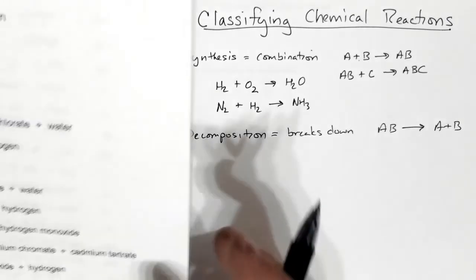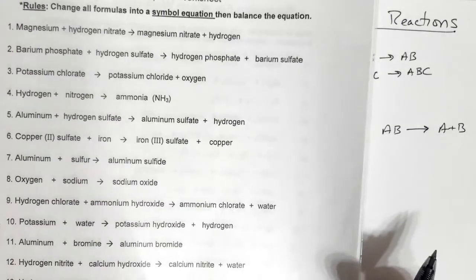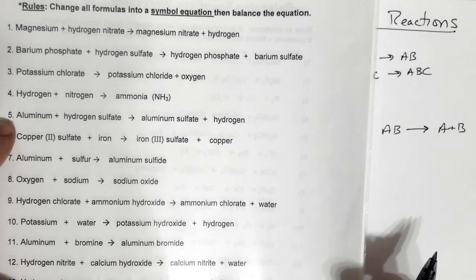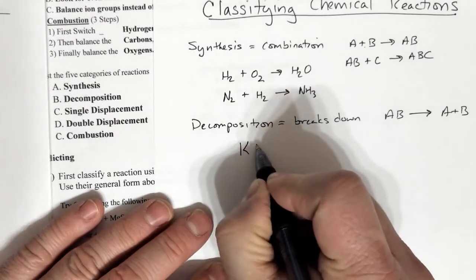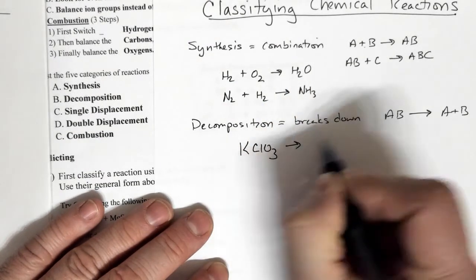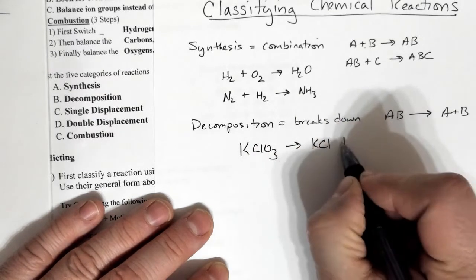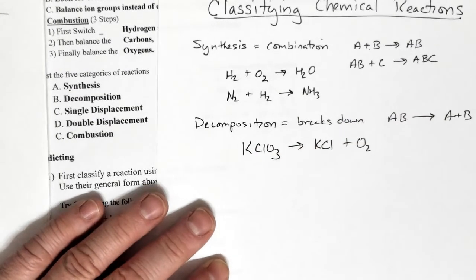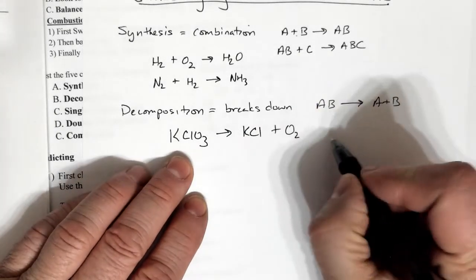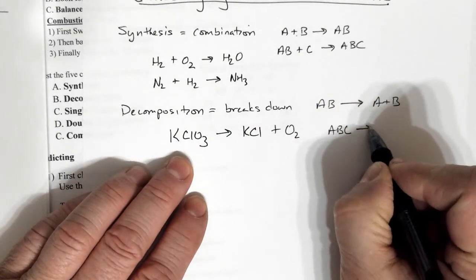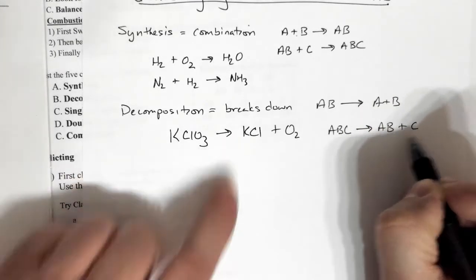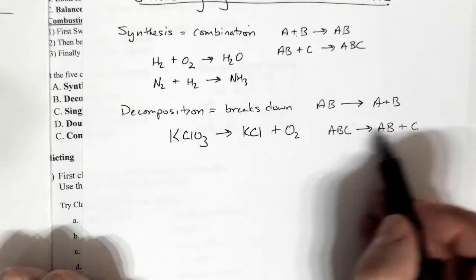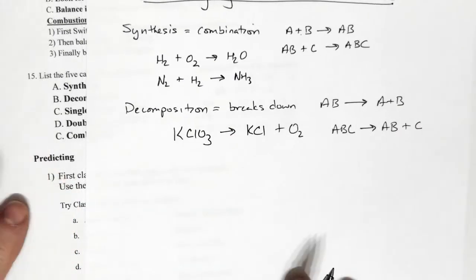Let me try to find one here. I have a list of reactions over here. A decomposition one would be potassium chlorate, KClO3, breaking down into potassium chloride and oxygen. So this one would be something like ABC. Now remember, no plus sign, breaking down into an AB and then an element, but it's been breaking apart. So that's still decomposition. Pretty easy to understand.